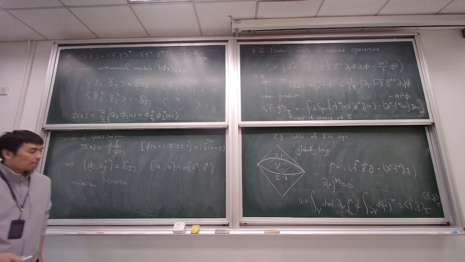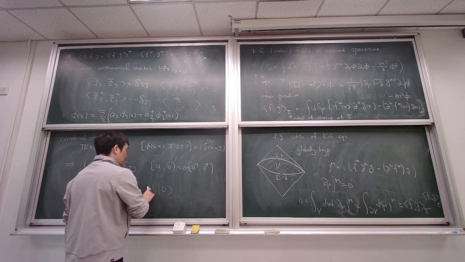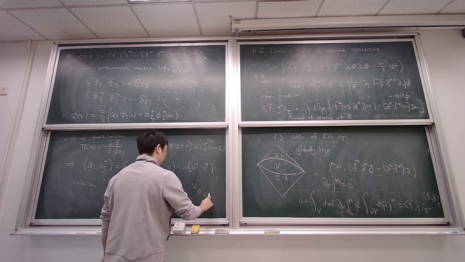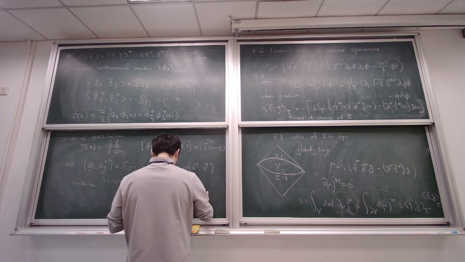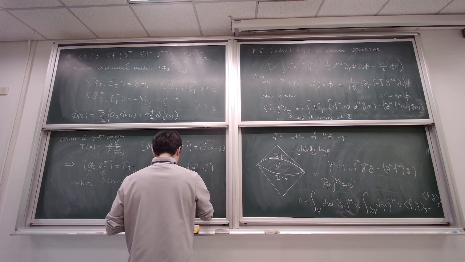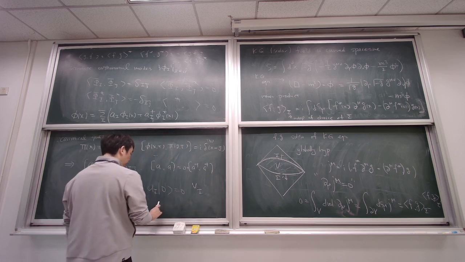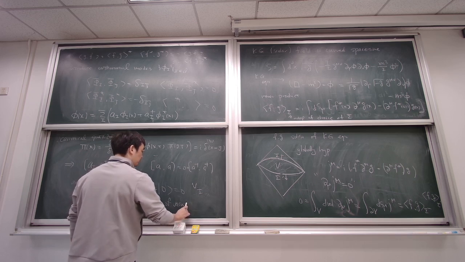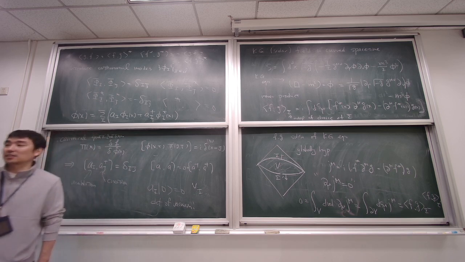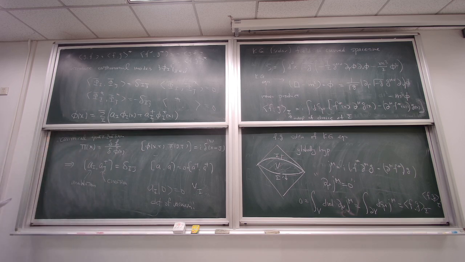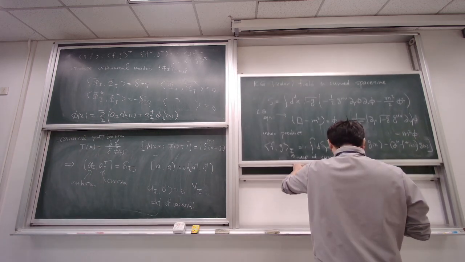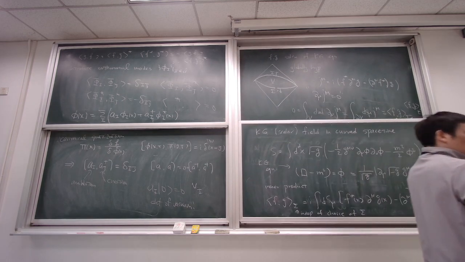Okay, and then the vacuum is usually defined this way, for any i. So this is the definition of the vacuum. So it's the standard story we learn in quantum field theory. Let's do an example.